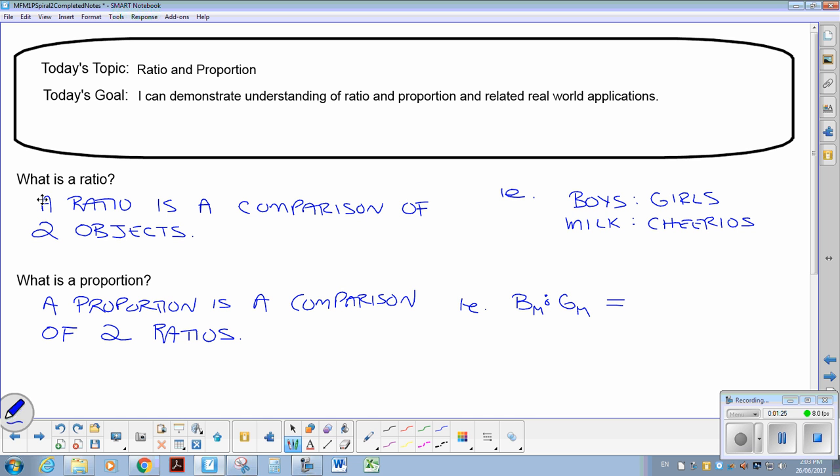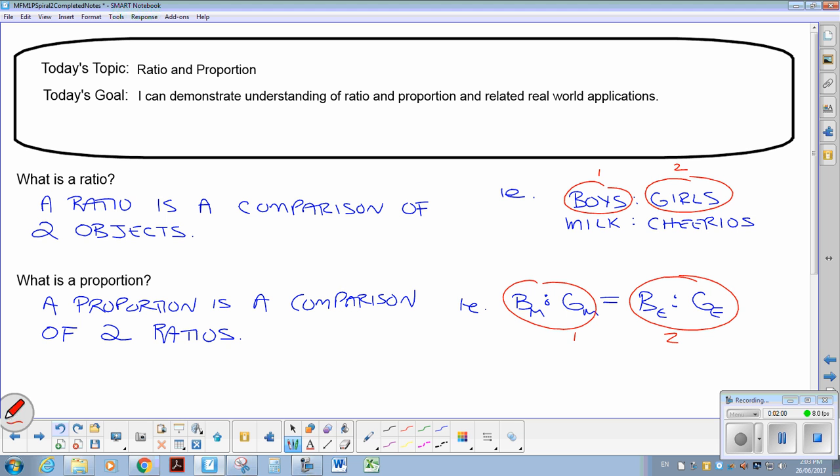And how does it compare to the boys in gym class? Let's not use gym, that's too many G's. Let's go with boys to girls equals boys to girls. Like I said, math class versus English class. All right. So it's a comparison of two ratios instead. So here's ratio number 1 and ratio number 2. Here we are just doing one object versus another object.